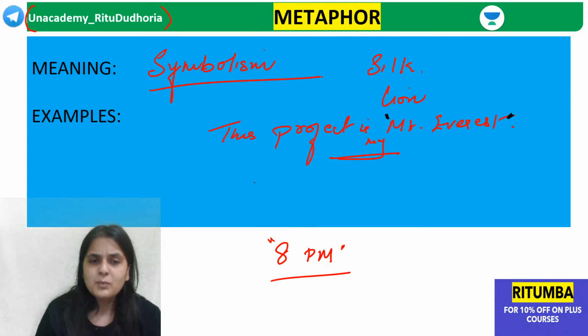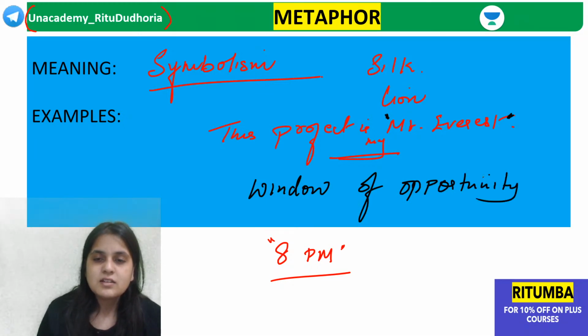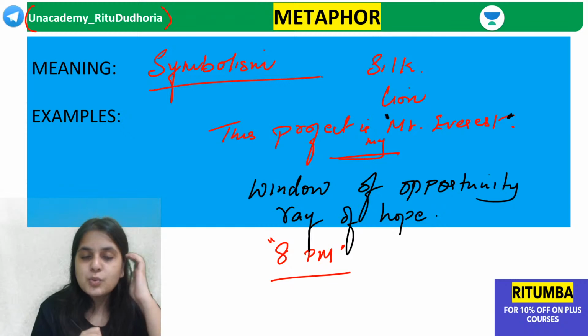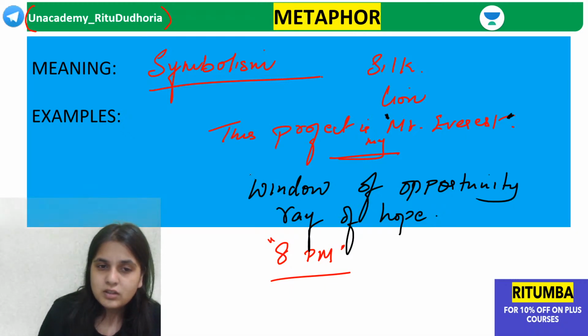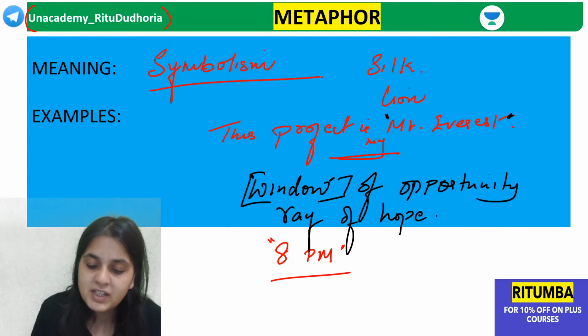Chalo, if I say window of opportunity, what is the metaphor here, guys? When I say ray of hope, what is the metaphor here? Chalo, when I say window of opportunity, when I say ray of hope, which word over here brings in that metaphorical meaning? Can I say window? Guys, window of opportunity. So when you say window, it basically means like a small aperture or a small opening.